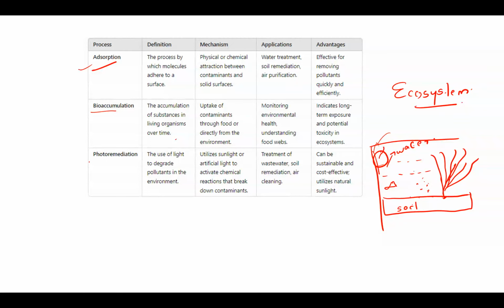And also one more process, that is photoremediation. How does it come? Sunlight. The sunlight will come into the water, and different pollutants will be there. Due to the presence of this light, the pollutants will degrade. Like that the purification is happening. So these three things are happening in the wetland ecosystem, that means even in the constructed or in the natural ecosystem.